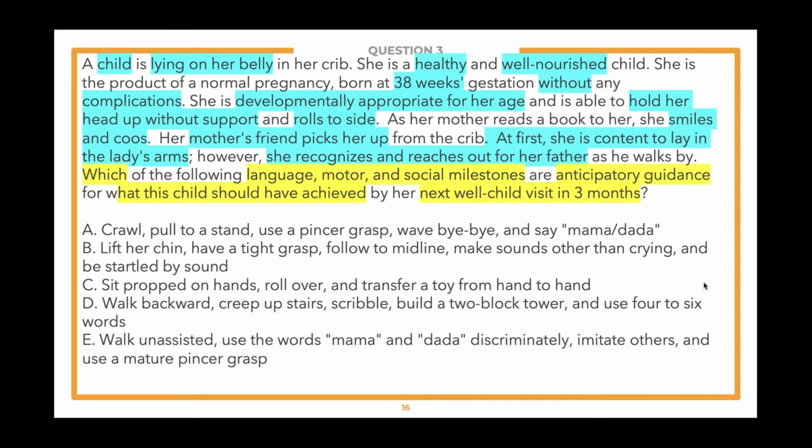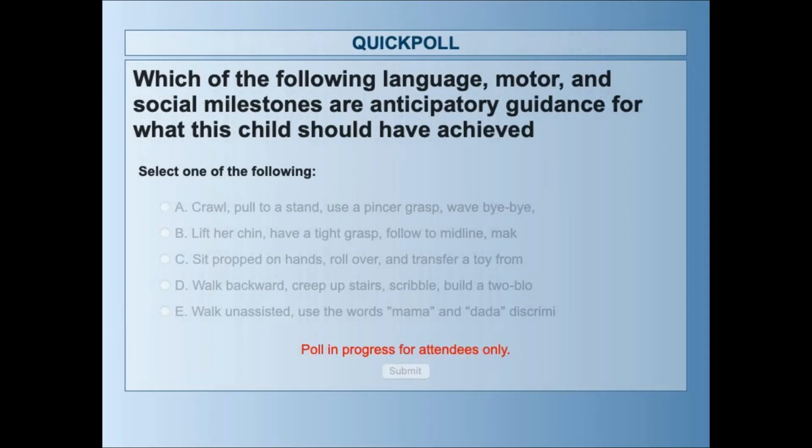So E was walk unassisted, use the words mama and dada discriminately, imitate others, and use a mature pincer grasp. D, walk backward, creep upstairs, scribble, build a 2-block tower and use 4 to 6 words. C, sit propped on hands, roll over and transfer a toy from hand to hand. B, lift her chin, have a tight grasp, follow to midline, make sounds other than crying, and be startled by sound. And A, crawl, pull to a stand, use a pincer grasp, wave bye-bye, and say mama dada.